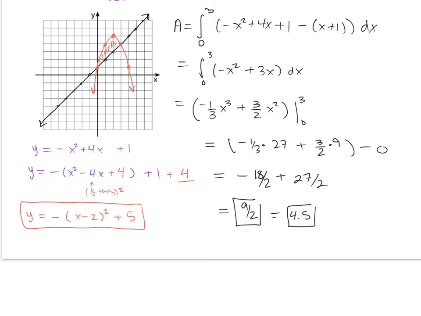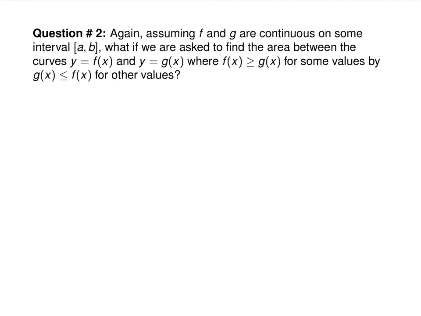Okay. All right. So now we had a great question about what happens if which one is the upper curve changes someplace, right? That was the question. Okay. So let's draw a picture of something that does that. Which is the next example. Oh, goody. So there's my f of x curve.